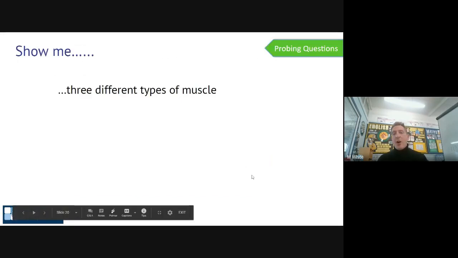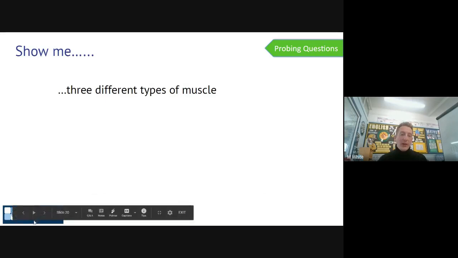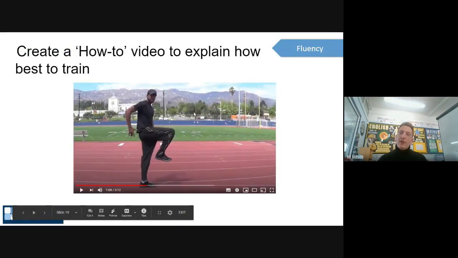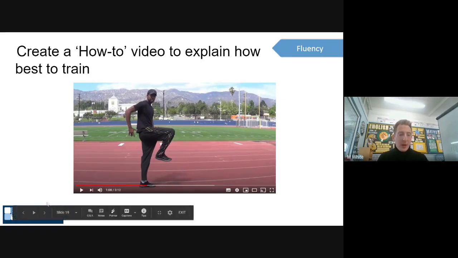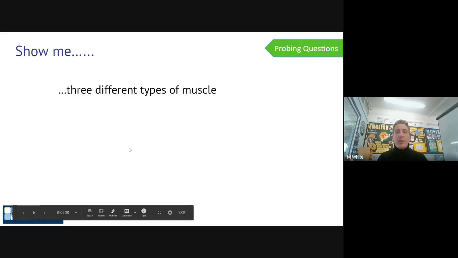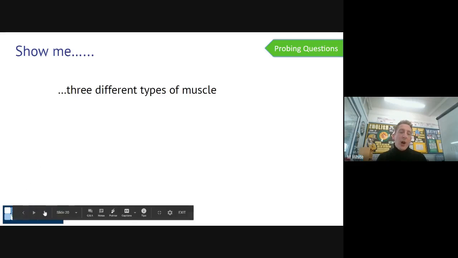Right, once you've done that, there are some thinking or probing questions to do. The first one is a show me task, and I'd like you to show me 3 different types of muscle. Now try and link them to this here. So when you're talking about this and doing your how-to video, you might talk about some muscles, particularly in your legs and arms, which are going to help you to run quicker. And when you're doing your research on Usain Bolt, which comes a little bit later on in the session, he might talk a little bit about what types of muscles he needs to train or focus on in order to make him the best possible sprinter. Okay? Just naming 3 different types of muscle. And I don't mind if you do different ones, but try to link them to your how-to video.